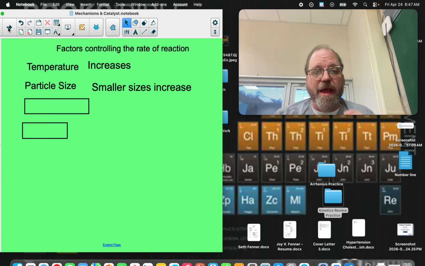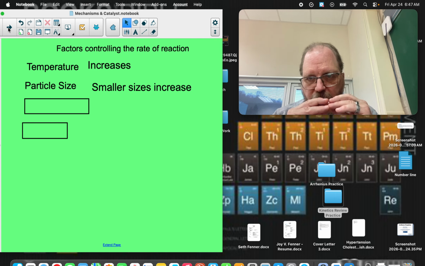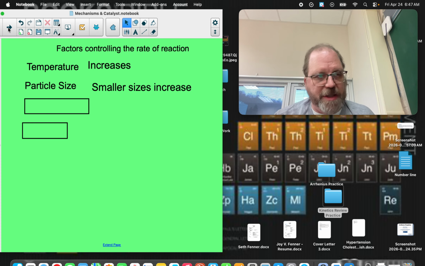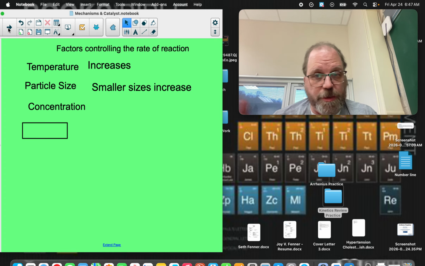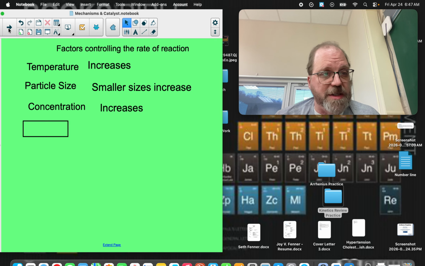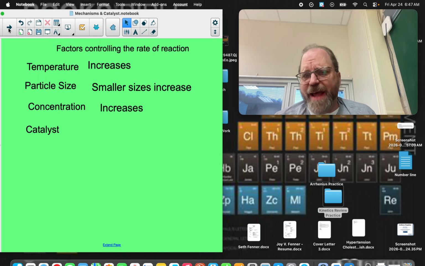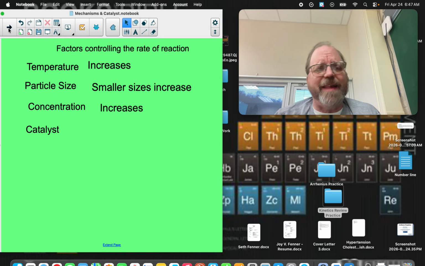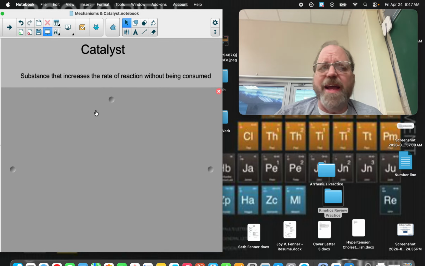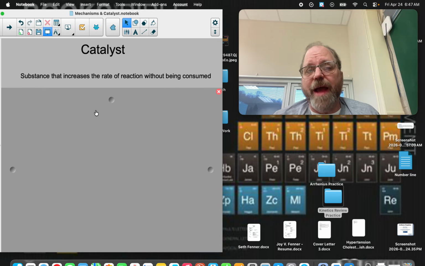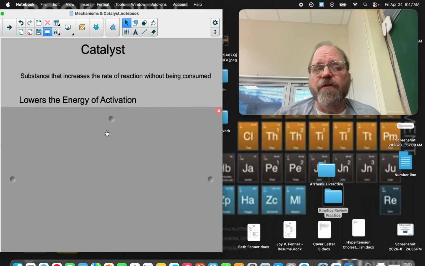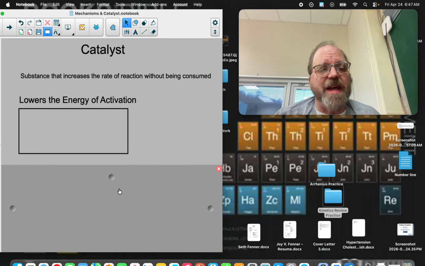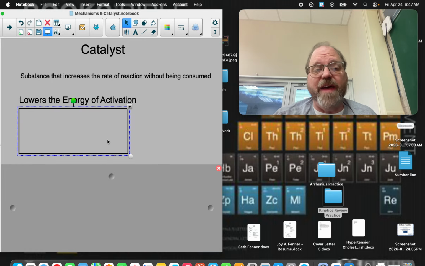Think about sugar. If you take a big cube of sugar, it's harder to dissolve as opposed to fine granulated stuff. Third factor is concentration. Now, this makes total sense, and that's what we show in the iodine clock. As we increase the concentration, the reaction rate increases. And the last factor is a catalyst. Now, just what exactly is a catalyst? A catalyst is defined as a substance that carries a reaction without being consumed. It does that by lowering what's referred to as the energy of activation.